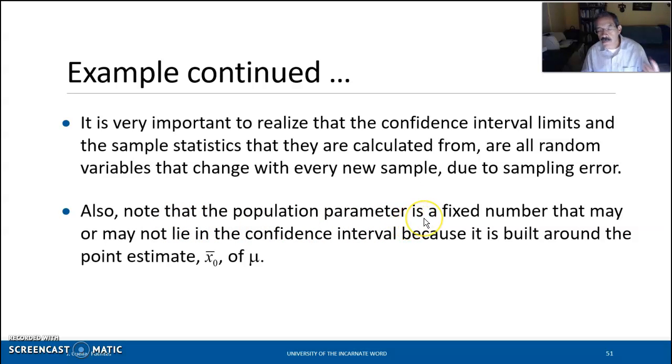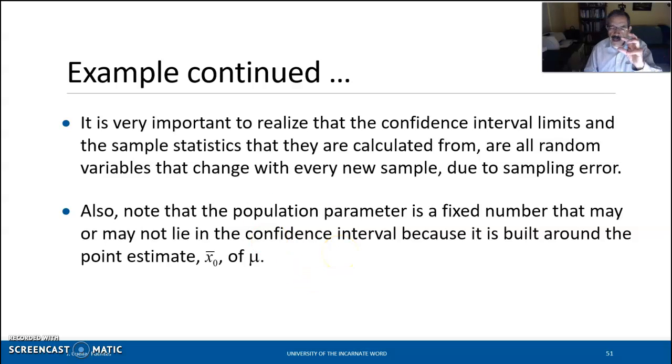And also note that the population parameter, mu, is a fixed number. That's a fixed value that may or may not be in the confidence interval because it is built around the point estimate. And remember, the point estimate moves. And if you remember in that simulation we did with a six-sided die, we had some averages that were way too far, whereas others were close.